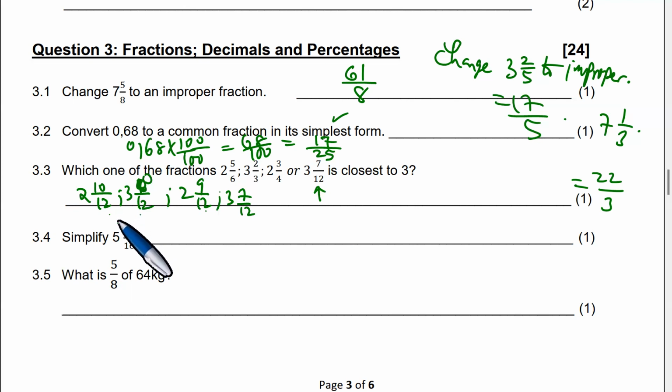Which one is closest to 3? This one is 7 out of 12. This one has 9 out of 12. 8 out of 12. Now, 10 out of 12 is the biggest fractional part. 10 is bigger than 8, bigger than 9, bigger than 7, because they all have denominator 12. So 10 is the biggest. And therefore, if you are to look for the number closest to 3, okay, look at it. So the answer is 2 and 5 out of 6.